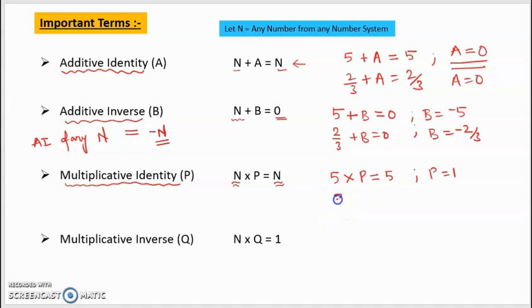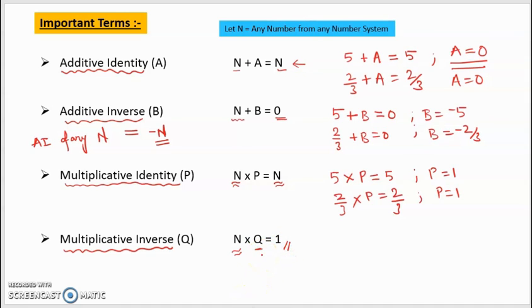Similarly, if you take any rational number like 2 by 3, then 2 by 3 into p should be equal to 2 by 3. Then p is the multiplicative identity and p has to be equal to 1. So once again, the multiplicative identity of any number is always 1, because by definition the multiplicative identity is the number which when multiplied to the number always gives the same number. Let us see now multiplicative inverse. By definition, it is any number which when multiplied to the given number, the result is always 1.